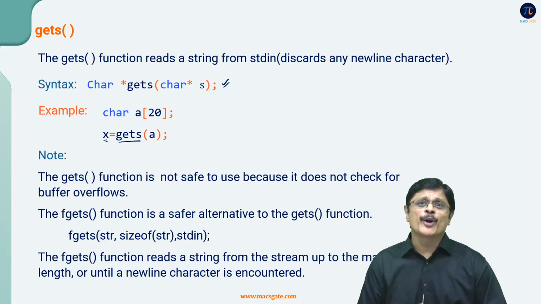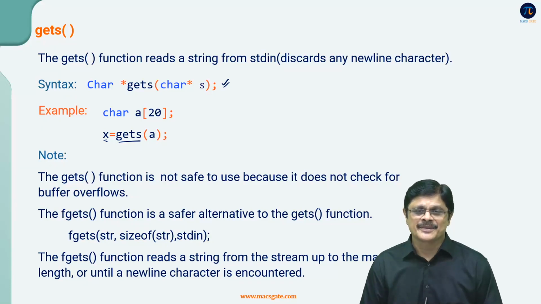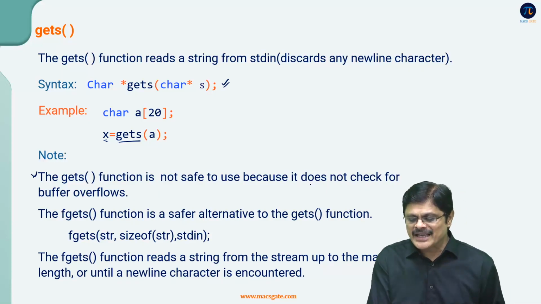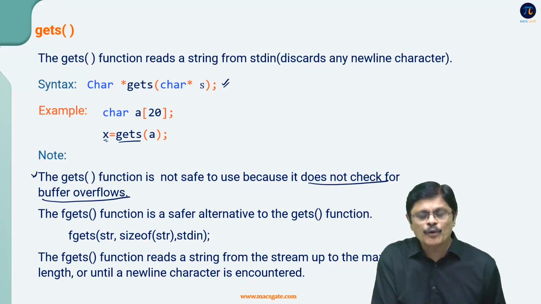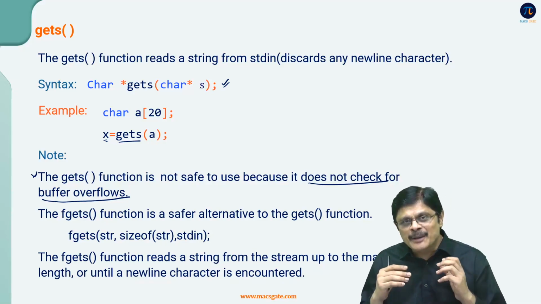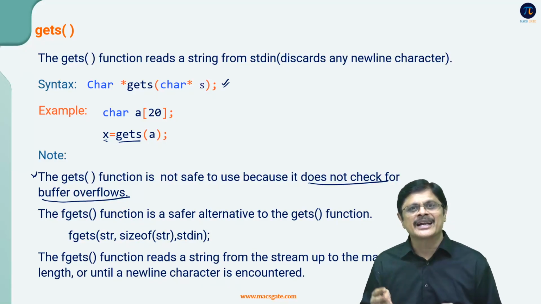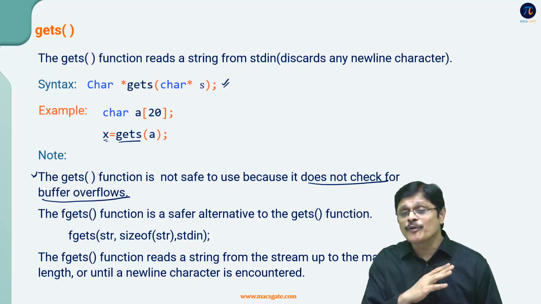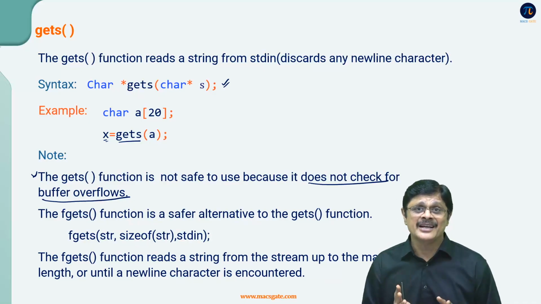But there is a big problem with the gets function. It is not safe. Why is it not safe, sir? Because it does not check for buffer overflow. See, the length is 20. Even if you input 30 characters, 40 characters, it will accept it. So there is no bound check. Buffer overflow it will not check, and it may cause serious errors, my dear friend.